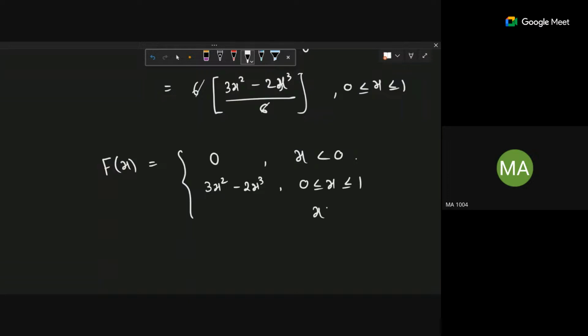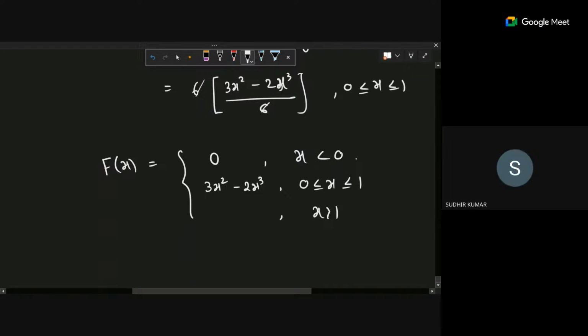And what about x greater than 1? That will be 1. Okay. So that's our CDF.